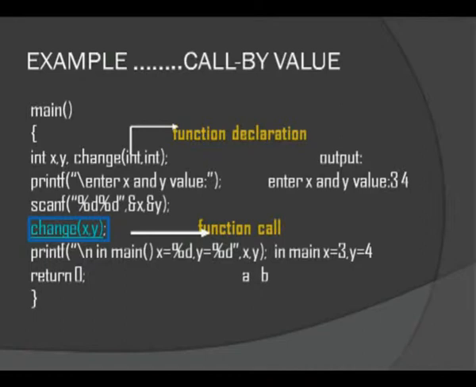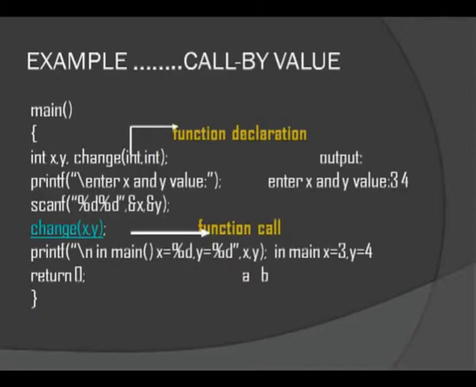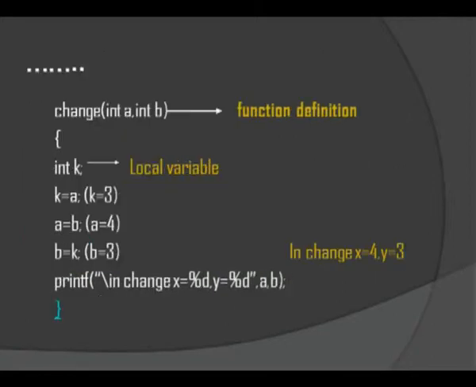What happens when the compiler sees this statement? Immediately the control will go to change of x comma y. The control goes to this particular function and checks whether two integer variables have been sent over here, because two integer variables are declared here. So, x will be copied to a and y will be copied to b. Now x has the value 3 and y has the value 4. So a will become 3 and b will become 4.